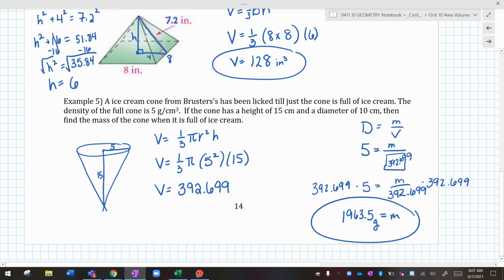And that, my friends, is it. So, volume of a pyramid, volume of a cone, same thing, 1/3 the area of the base times the height. If it's a cone, you can be more specific and say it's 1/3 pi r squared h.